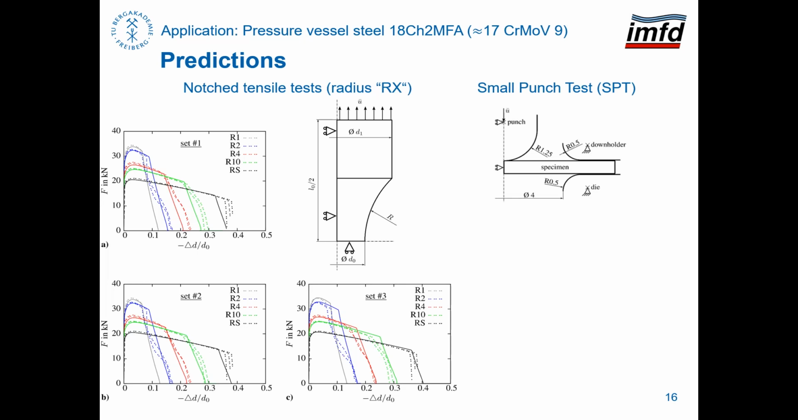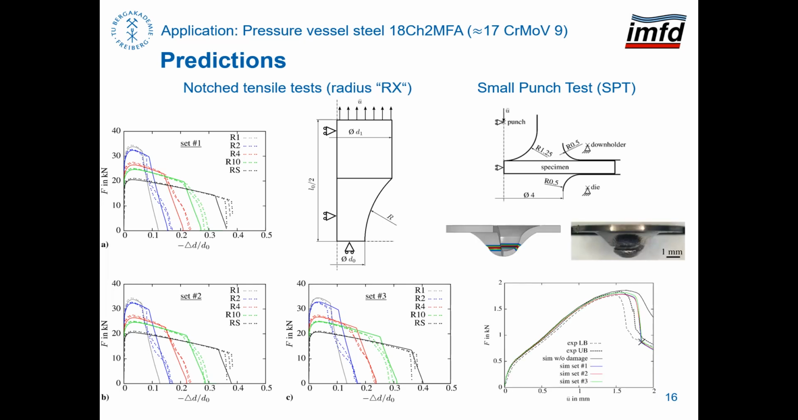Additionally, results of small punch tests are available for validation. The contour plot and the picture illustrate that the location of the final fracture is correctly predicted. The force versus punch displacement curves are in a good agreement with the experimental data until the force maximum. Again, the strain hardening law is responsible. The GTN simulations of the different parameter sets yield comparable results.